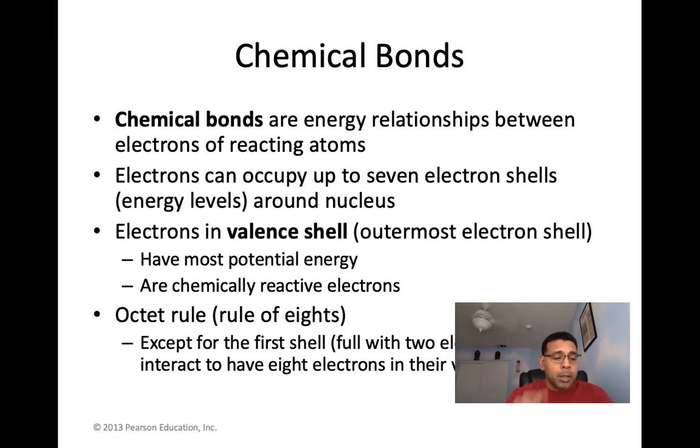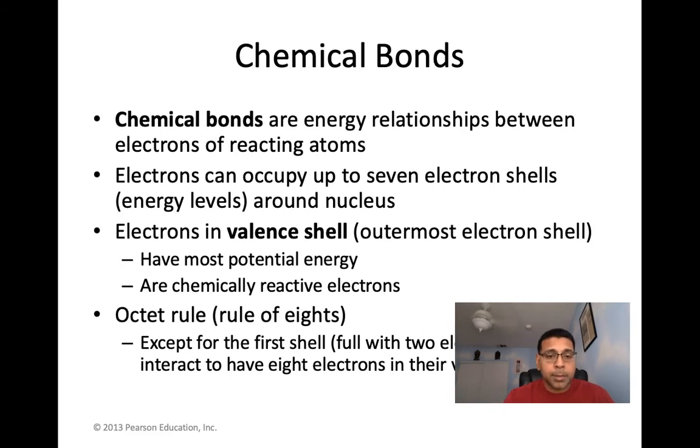Shell 3 can have 18 electrons because it has subshells that can accommodate more electrons, but these shells are going to fill at 8. They fill at 8 because that's the number of electrons that can participate in bonding, and that's known as the octet rule. So 2, and then 8, and then you have 18 there, but it fills at 8 is how I want you to know it.